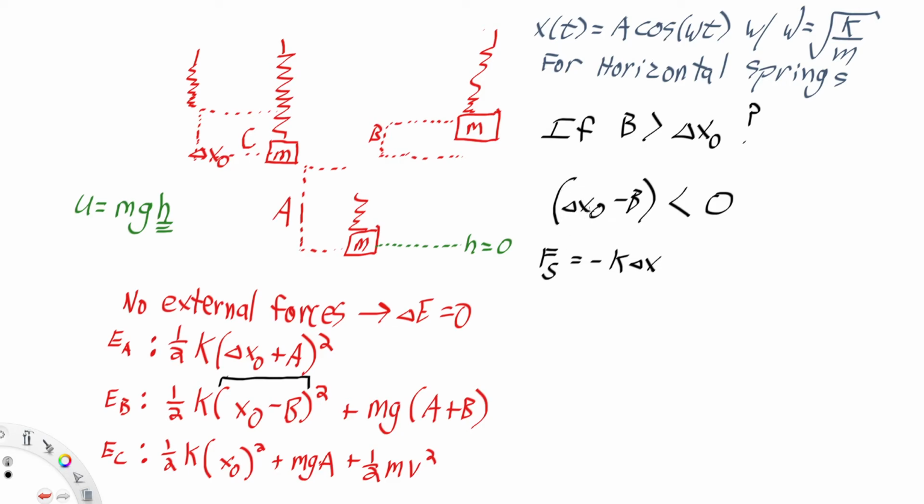So if delta x naught is less than b, it means that this factor is going to be negative. That just means instead of stretching the spring, we've gone from stretching to compressing. And if the spring is compressed, well, it stores energy in the same way, right? And we're going to square it down here so that the negative number becomes a positive number anyway.